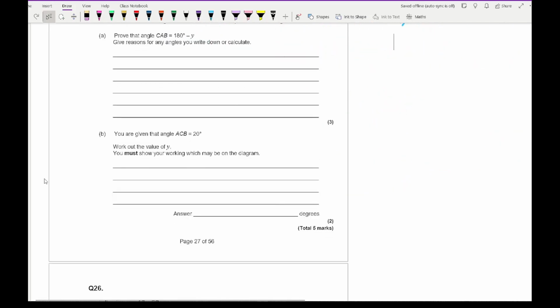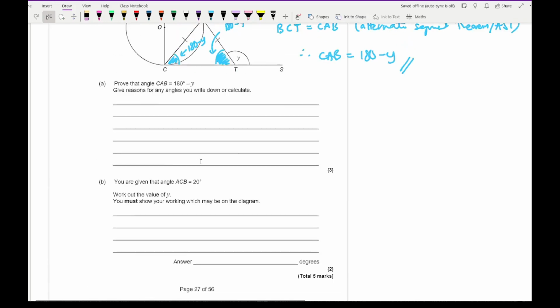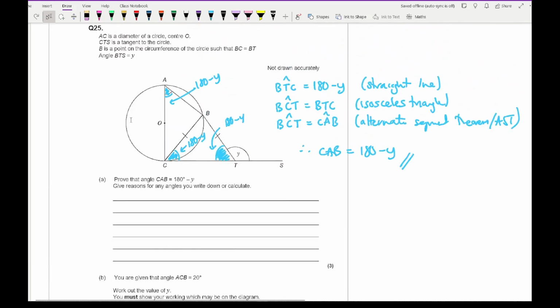Moving on to question B, it says you are given that angle ACB equals 20 degrees. Work out the value of y. You must show your working, which may be on the diagram. So ACB, so this angle here is the one that is 20 degrees. So from this, what we can then work out is what this is going to be.